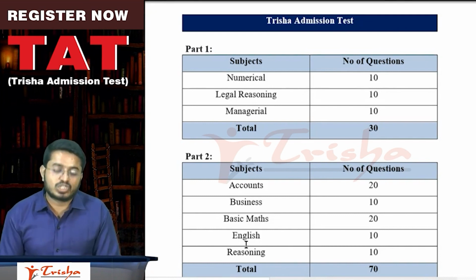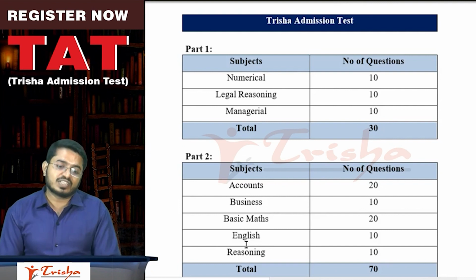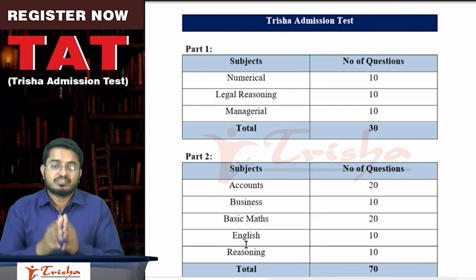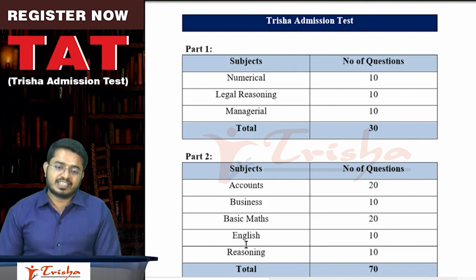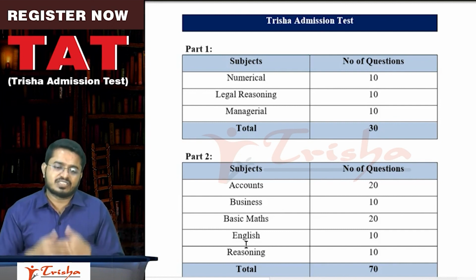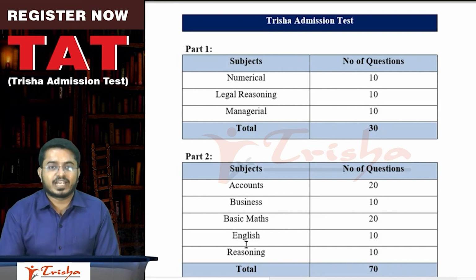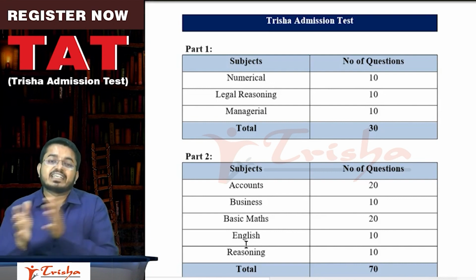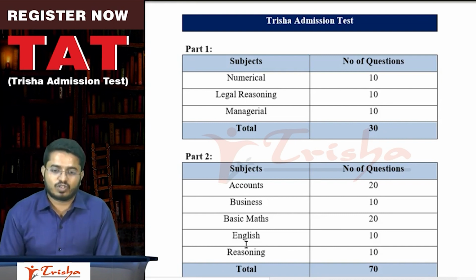Then as we move on to part two, part two consists of 70 questions, which is further divided into various parts. As you can see on your screen, accounts: every question with regards to accounts that you have studied till now can be asked. You'll have 20 questions on accounts. You'll have to solve them.